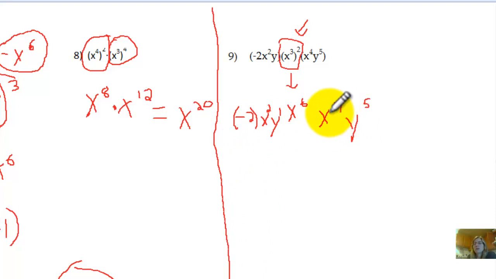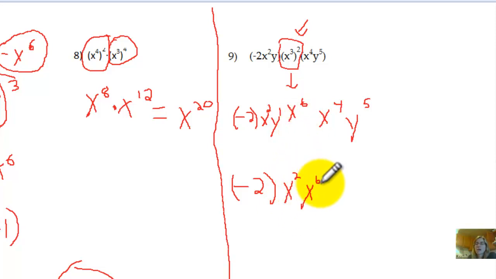Rearrange this problem so we have our like terms together. We want to put our x's next to each other, our y's next to each other and the numbers. We have one number, so that's negative 2. We have an x squared. We have an x to the 6th. And we have an x to the 4th. We have those, and now we have y's. Remember, this is y to the 1. Anything with no exponent on it can have a 1 on it. And this is y to the 5th.